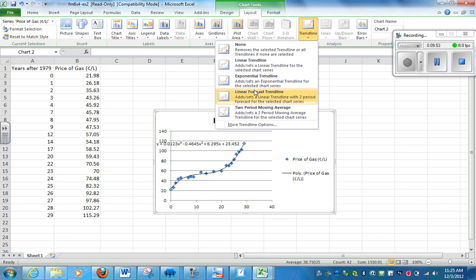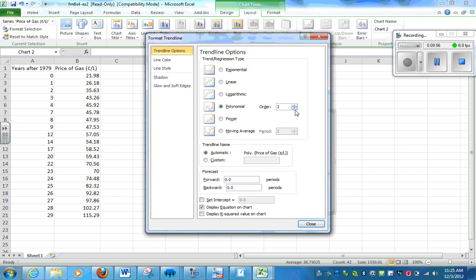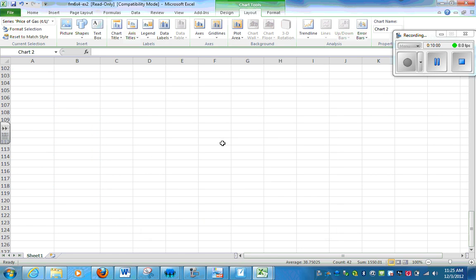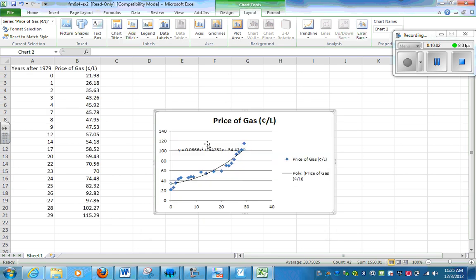So just to show you guys something, if I made a mistake and I said, no, I really want this to be quadratic, it's still, whoops, I've lost it.